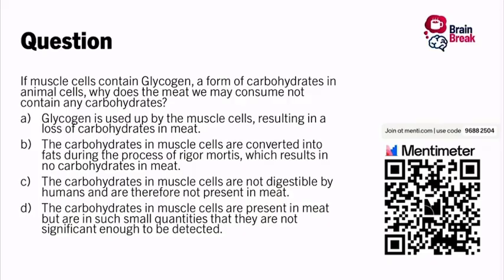So this process is critical. It also results in the buildup of lactate and the acidification of the meat. This process means that the muscle cells we consume no longer have any of those carbohydrates present, because those cells have used them all up.